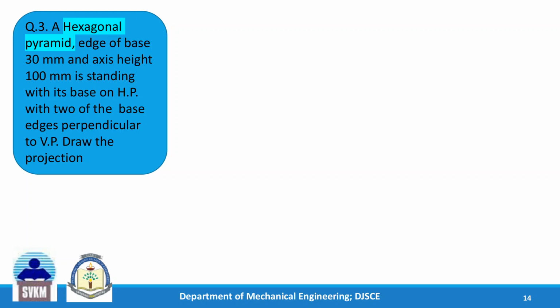So let us draw that hexagonal pyramid with its axis perpendicular to HP and parallel to VP. So what you will see in the top view, you will see the hexagon. Okay, and what about the positioning of the base edges of the hexagon? That is given here, that two of the base edges are perpendicular to VP. So you have to take care of this while drawing the hexagon. Two of the base edges should be perpendicular to the XY line.